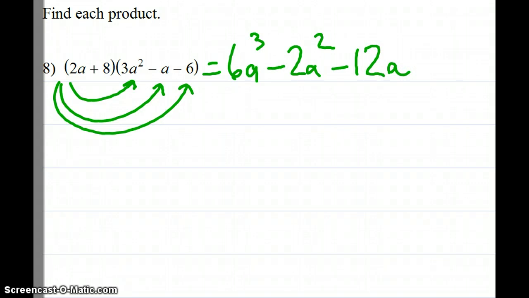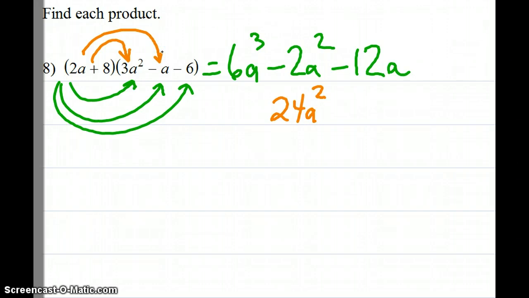When I distribute through, again, let's look at like terms. 8 times 3 is 24. A squared, so I place that right underneath the other a squared. 8 times a negative 1a is going to be a negative 8a. And finally, my 8 with the negative 6 is going to be a negative 48. So distributing and taking care of all 3 terms.